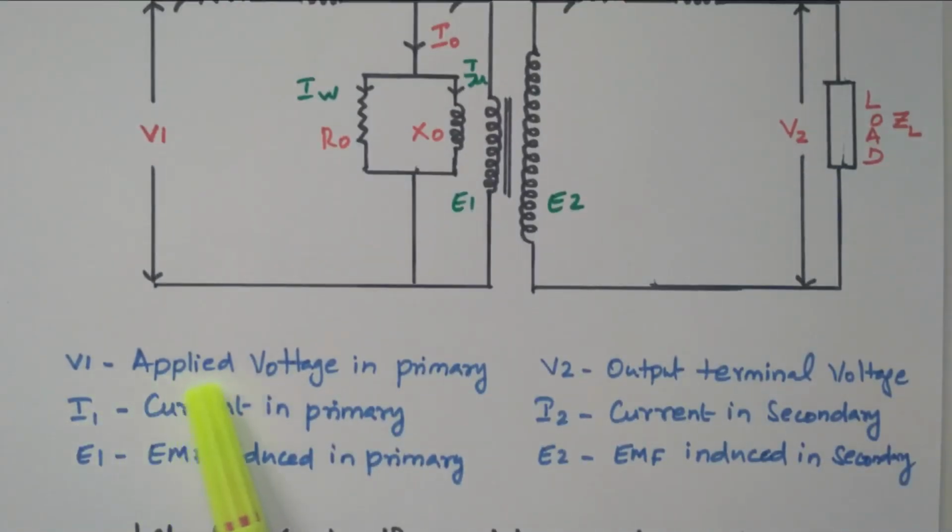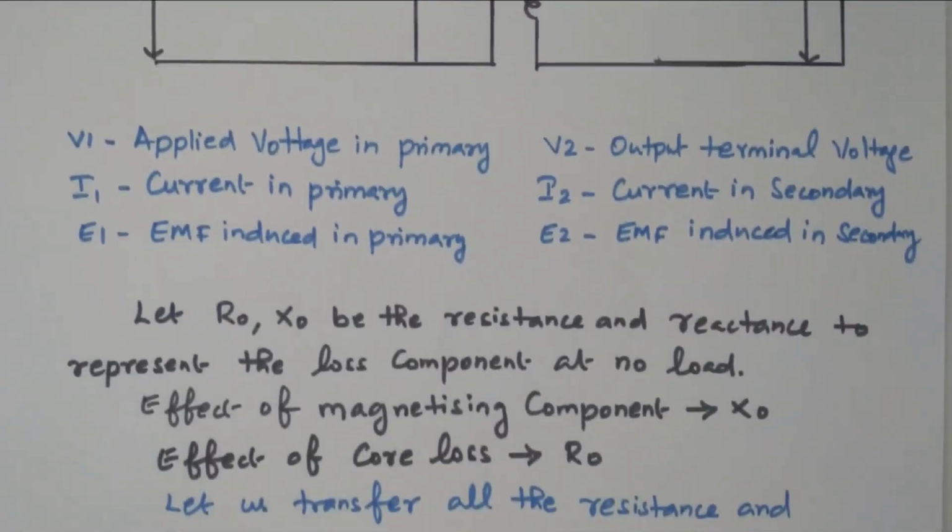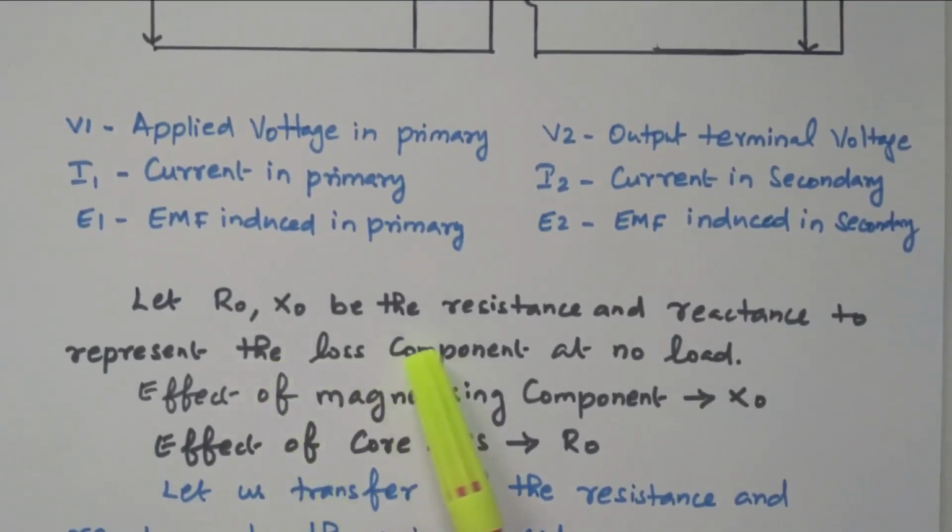V1 is the applied voltage in the primary. V2 is the output voltage, the terminal load voltage. I1 is the current in the primary. I2 is the current in the secondary. E1 is the EMF induced in the primary. E2 is the EMF induced in the secondary. R0 and X0 are the resistance and reactance representing the loss components during no load condition. The effect of the magnetizing component is X0. The effect of core loss, that is iron loss, is R0. So these are all the descriptions available.